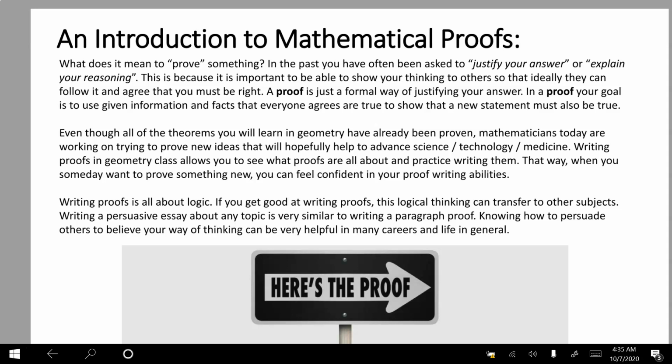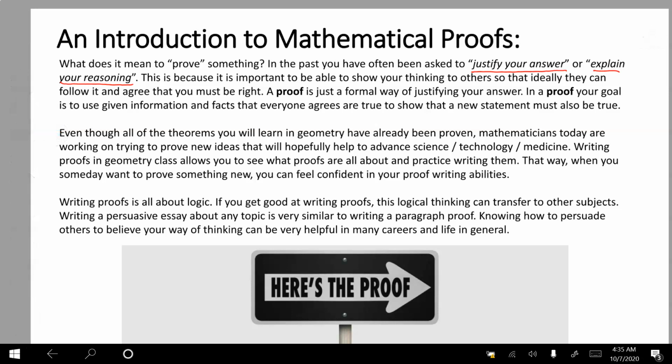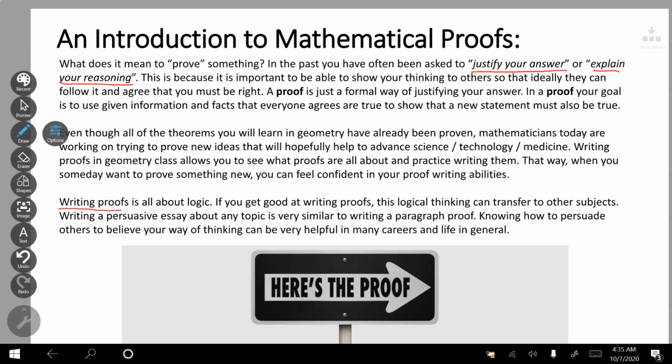So what does it mean to prove something? I'm not going to read this whole little thing, you can read it yourself, but what we're trying to do is to justify or explain what we're doing. We just can't do things without proof. We have to have a logical reason why we're doing it. So a proof is just linking steps together, trying to show what we're trying to prove. So writing a proof is all about logic.